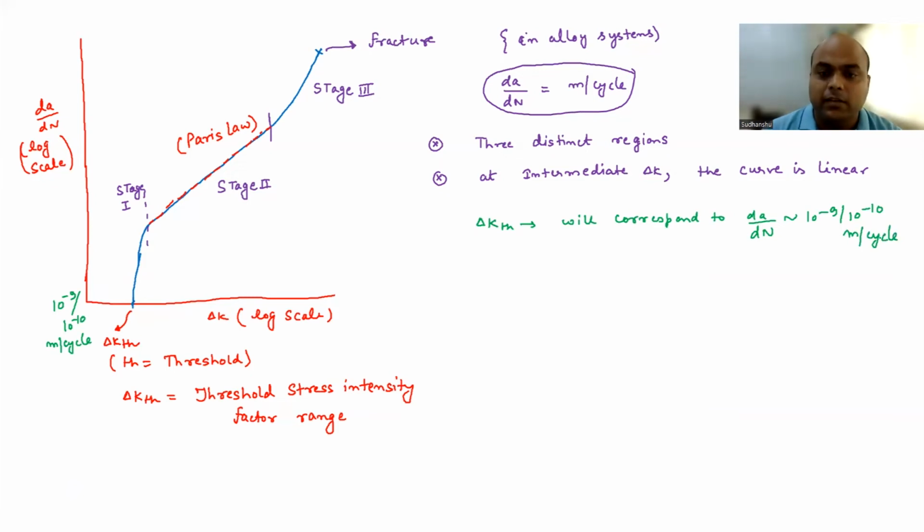Okay. You know, in many books, you will see that it's written below delta KTH, there is no crack growth, right? So it's not completely correct because the crack is growing, but the rate at which it is growing is very, very small. So for all practical purposes, we are assuming that it is not growing, right? See, the rate is 10 to the power minus 10 meter per cycle. Okay. So this is the meaning of delta KTH. Okay. So it's a too low crack growth rate that we assume that the crack is not growing.